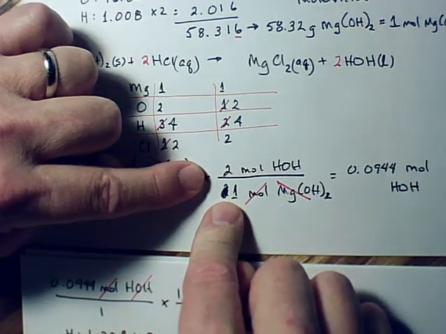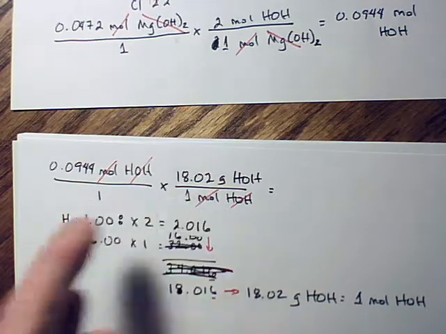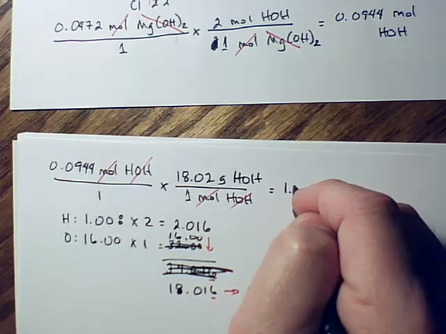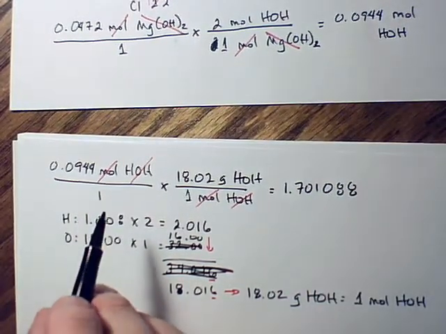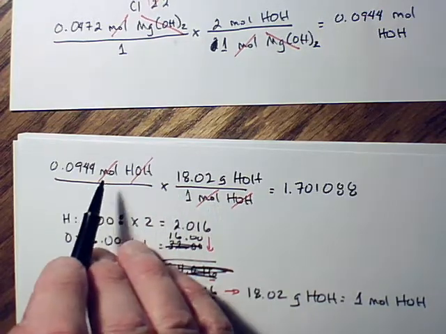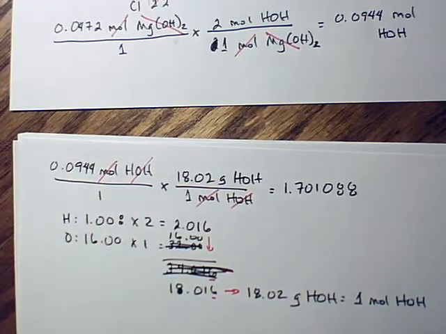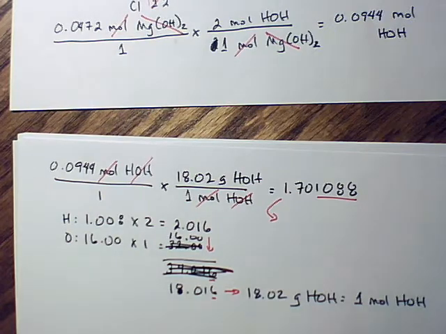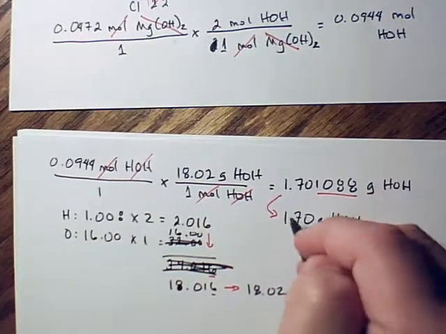Okay? All right. So let's see. 0.0944 times 18.02, and I get 1.701088. I need to round off to just 3 digits here. This one has 4. That's a calculated number. This is a measured number. Those are the only 2 numbers we're going to use for figuring out significant digits. We want 3 significant digits. So we underline everything after the first 3 digits and round it off. So we get 1.70 grams of water. And that's the final answer for our problem.